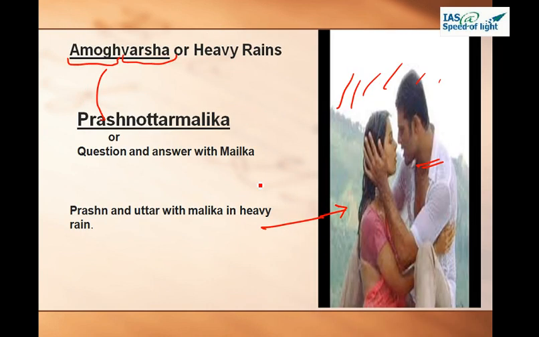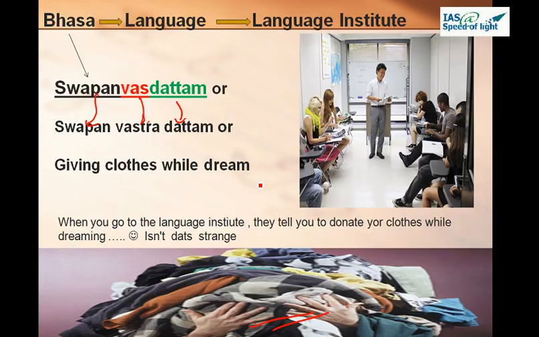Amogh Varsha, heavy rains. What was happening in the heavy rain? Question answer with Malika Sherawat, or Prashna Uttar Malika? Prashna Uttar Malika, simple. Prashna Uttar, question and answer with Malika in heavy rains. Amogh Varsha. Bhasha, language institute. What did they ask you to do? Donate your clothes while dreaming, right? So Swapna Vastra Dattam. Swapna, dream, Vastra, clothes, Dattam means giving away.